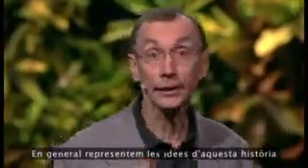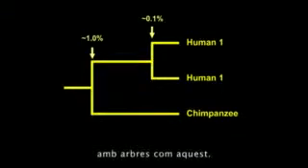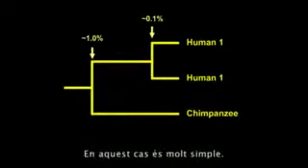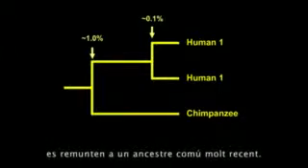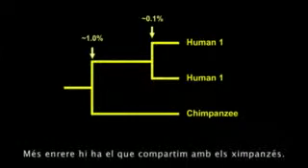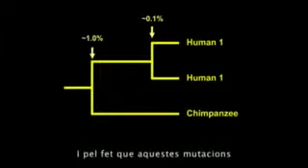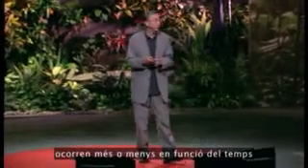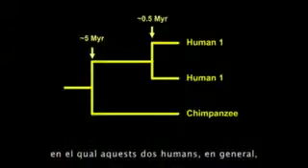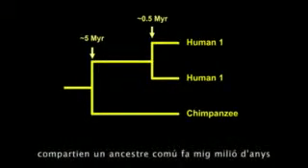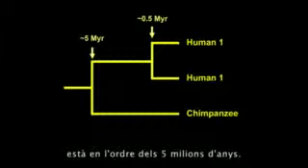And generally, we depict our ideas about this history in the form of trees like this. In this case, it's very simple. The 2 human DNA sequences go back to a common ancestor quite recently. Further back is one shared with the chimpanzees. And because these mutations happen approximately as a function of time, you can transform these differences to estimates of time, where the 2 humans typically will share a common ancestor about 500,000 years ago, and with the chimpanzees it will be in the order of 5 million years ago.